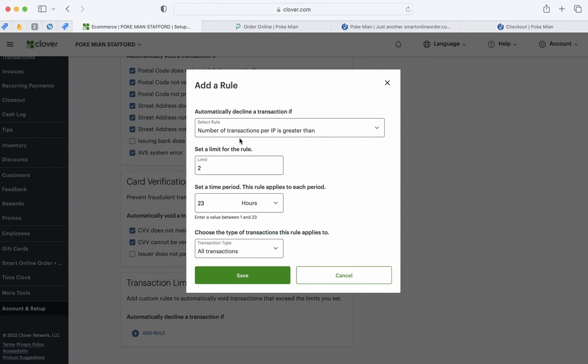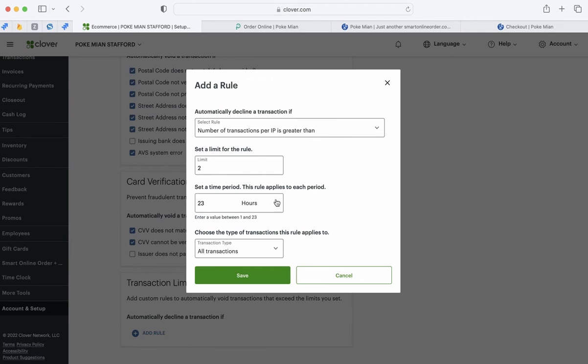So in other words, think of an IP address as being somebody's computer, and they can only order 2 times within 23 hours, okay? Again, be very careful when you do these things because you may have a loyal customer that loves your business and they're ordering all the time, and if you set this up, now they can't order from you more than 2 times in 23 hours, right?